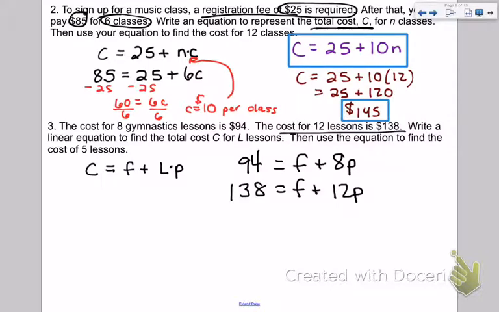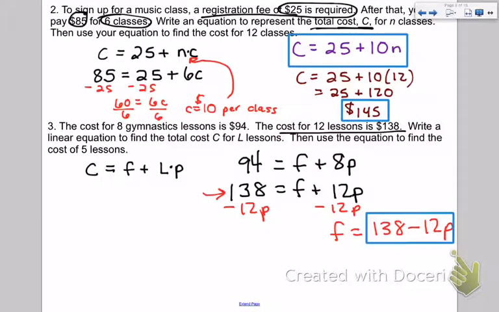Now this is where it gets a little bit tricky, but we can still do it. We need to manipulate one of the equations in order to substitute a value. So I'm going to use this equation here. If I subtract 12p from both sides, I get f by itself. I get f is equal to 138 minus 12p. I can literally take that because it's equal to f and plug it back into the first equation so that I now only have one variable. So I'm going to do that on the left side here. I have 94 is equal to 138 minus 12p.